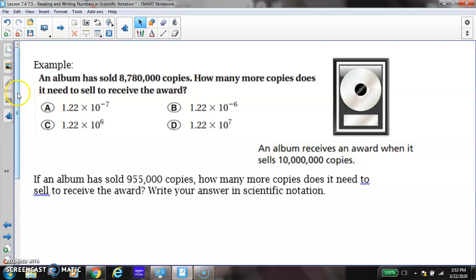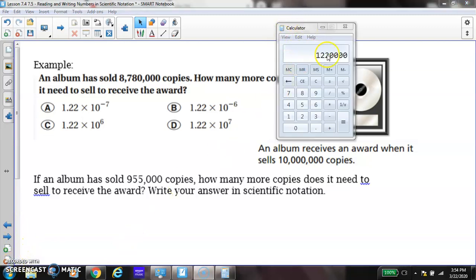The other thing you're going to be doing is you're going to be looking at some word problems to help you to answer these questions in scientific or standard notation. It says here an album sold 8,780,000 copies. How many more copies does it need to sell to receive the award? Well, it says here it receives the award when it sells 10 million copies. So what you're going to do is you're going to first figure out how many more you need to get to this 10 million. So if you need a calculator, go grab one.